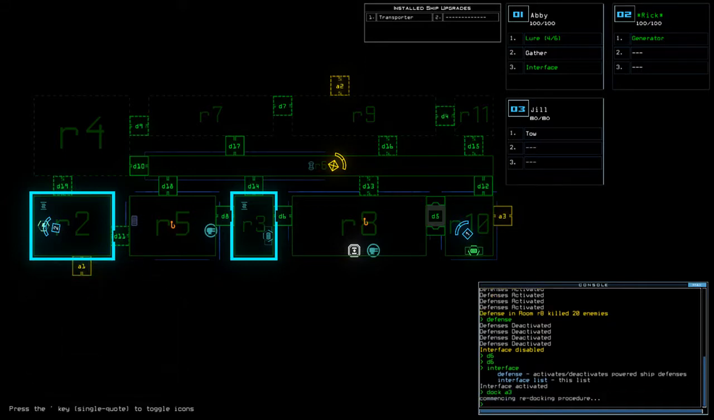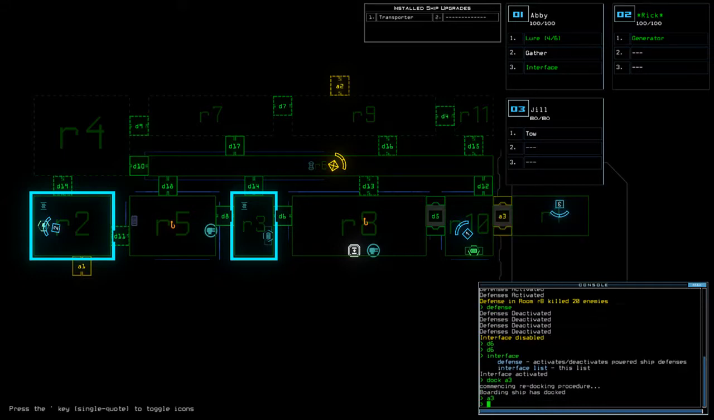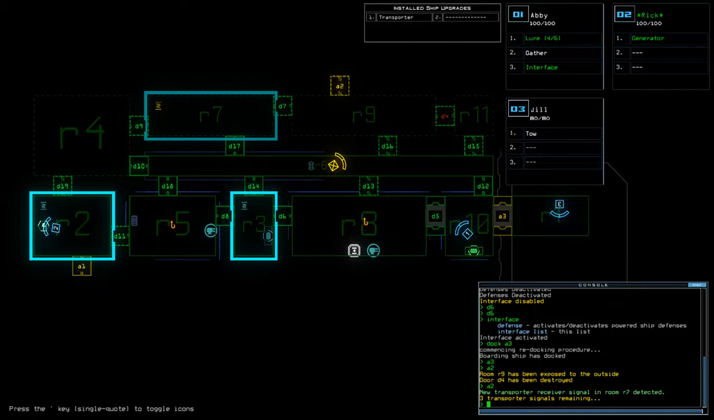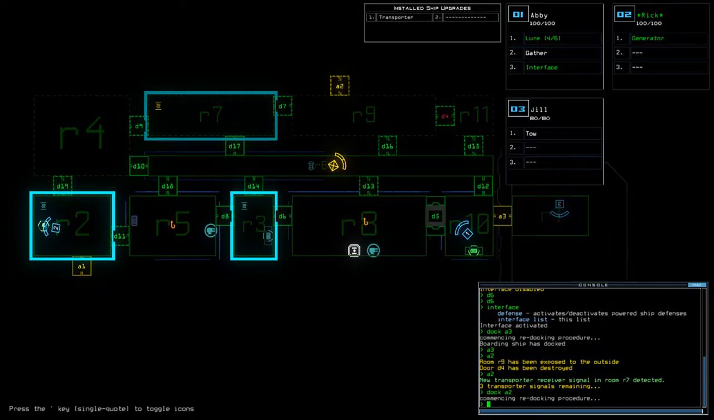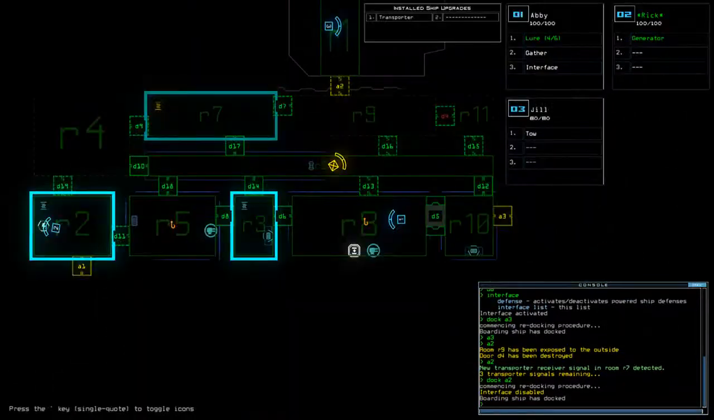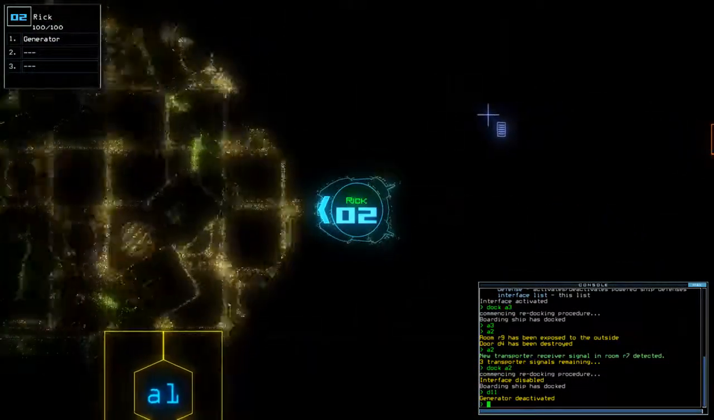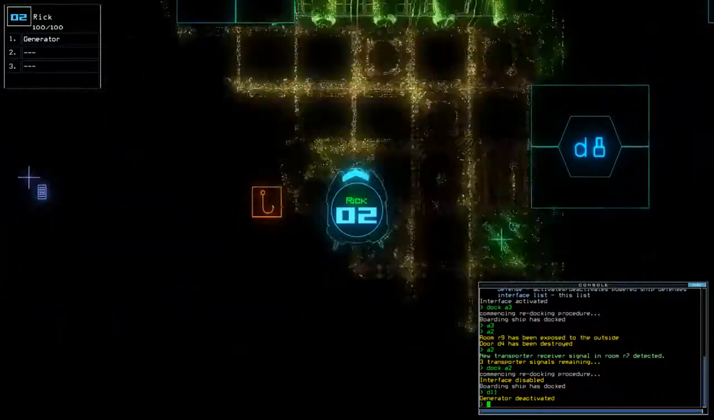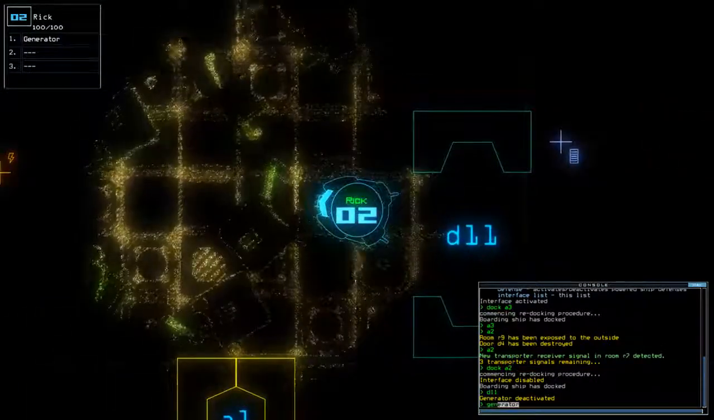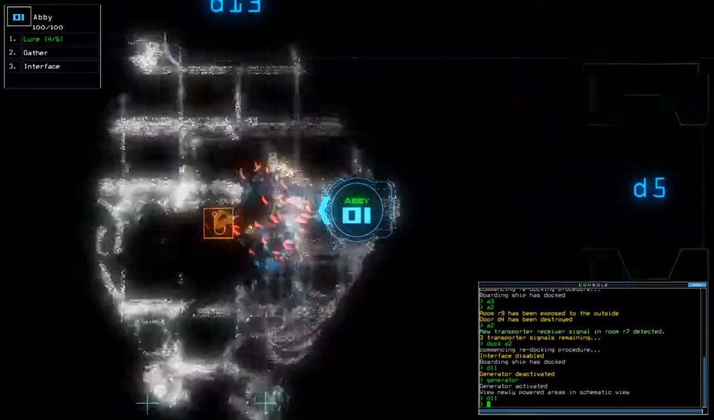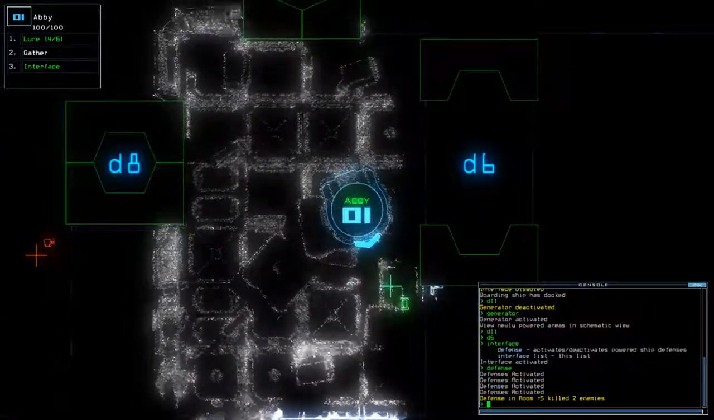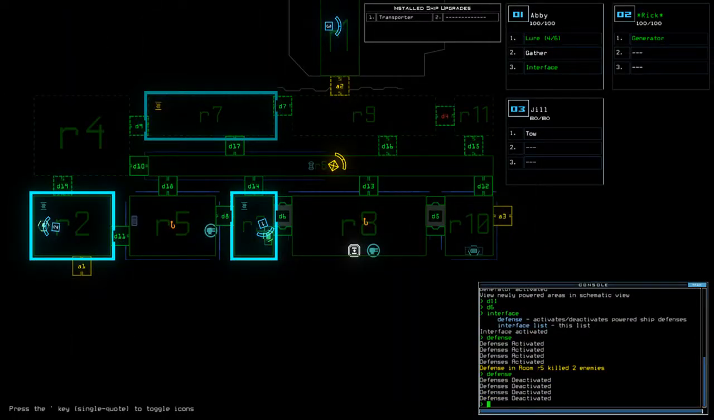Dock A3. D12. Oh crap. Oh shit. Dock A2. Oh shit, D11. I didn't think about this one very well, did I? Let's be honest. R5. So there was slime in there. Okay, so let's try this again, shall we?